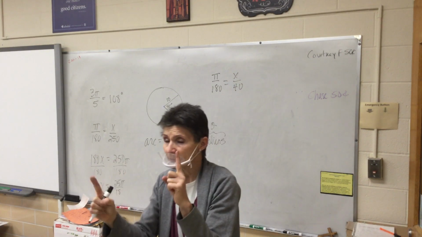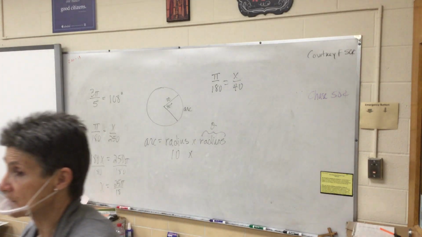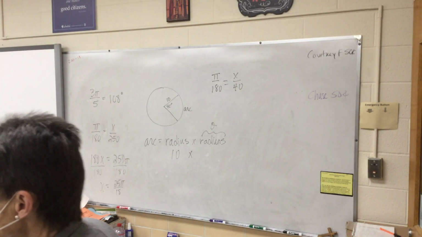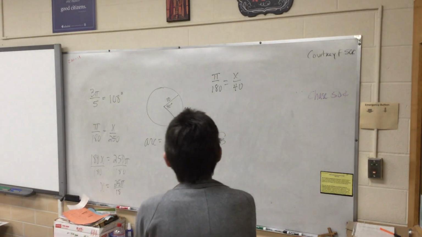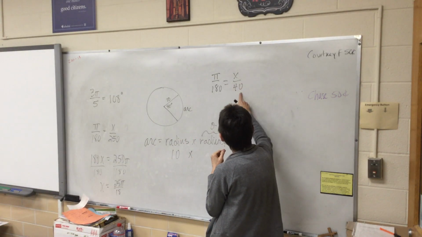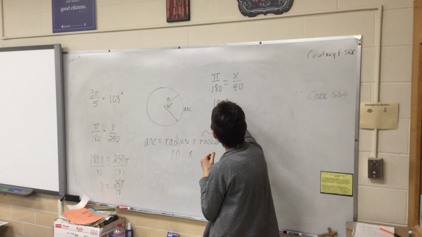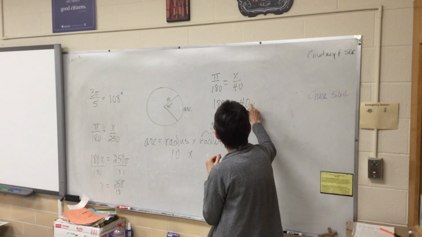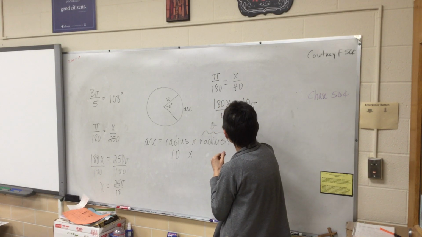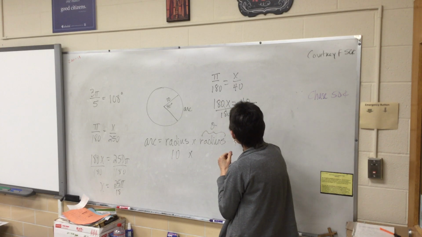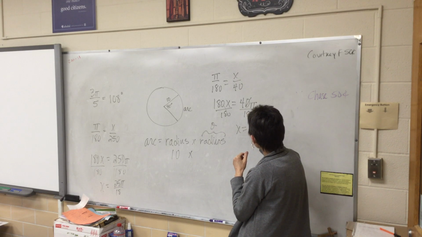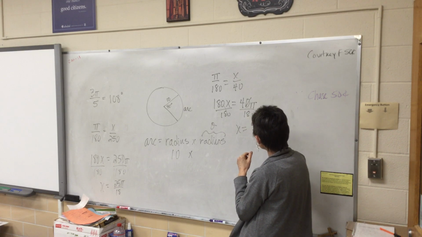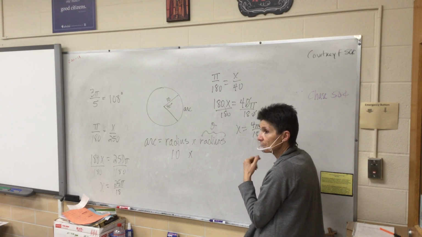So this problem is hard because it's two parts. Step one is you got to change your angle into radians, okay? So pi is to 180 as x is to 40. So 180x equals 40 pi. And x equals, cancel out the zeros, 4 over 18, which will reduce to 2 over 9.